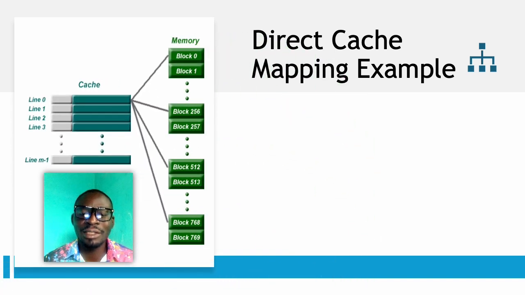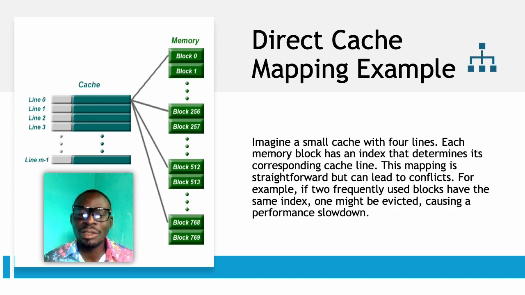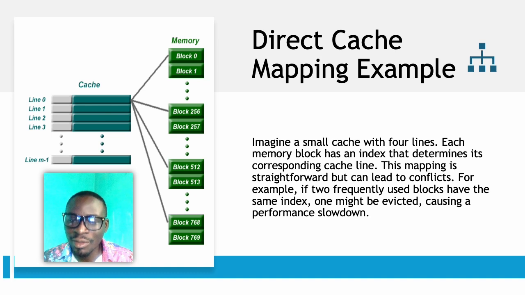As you can see, that's a pictorial and architectural representation of how a direct map is being used. Imagine a small cache with 4 lines. As you can see, there are 4 lines there. Each memory block has an index, as the pictorial is showing, that determines its corresponding cache line. This mapping is straightforward but can lead to conflicts. For example, if two frequently used blocks have the same index, one might get evicted, causing performance slowdown.